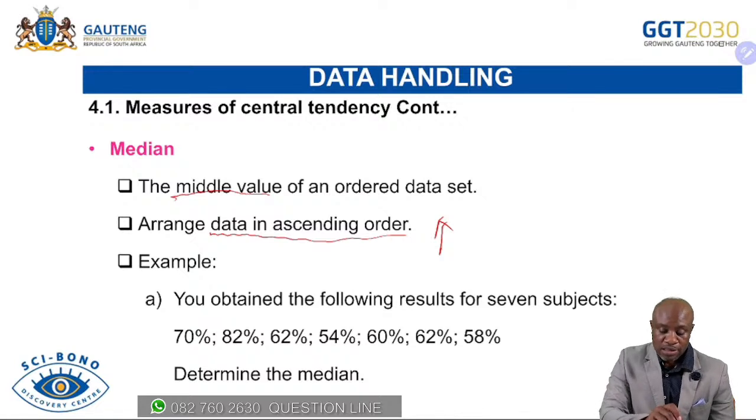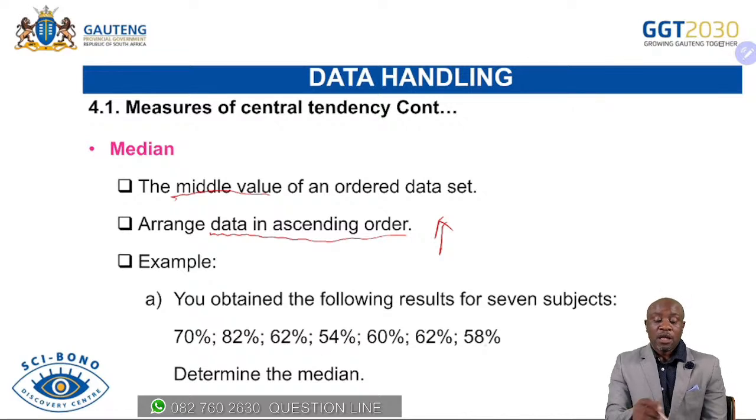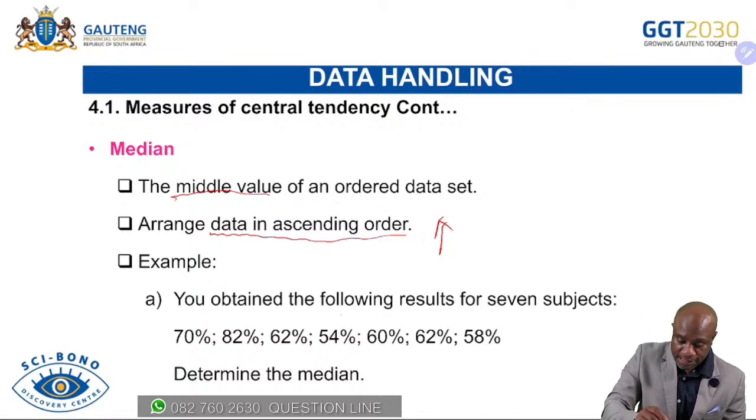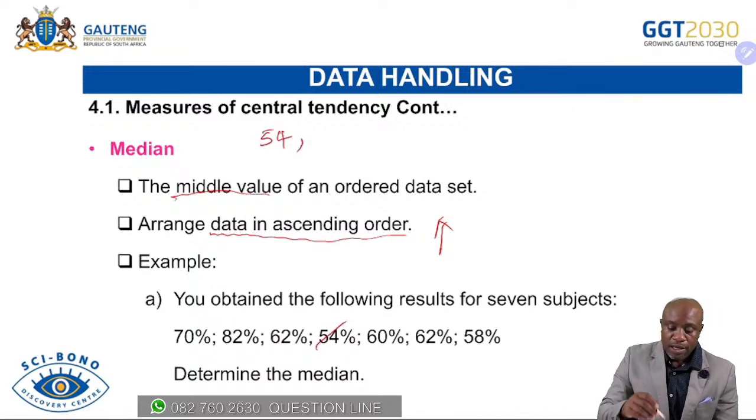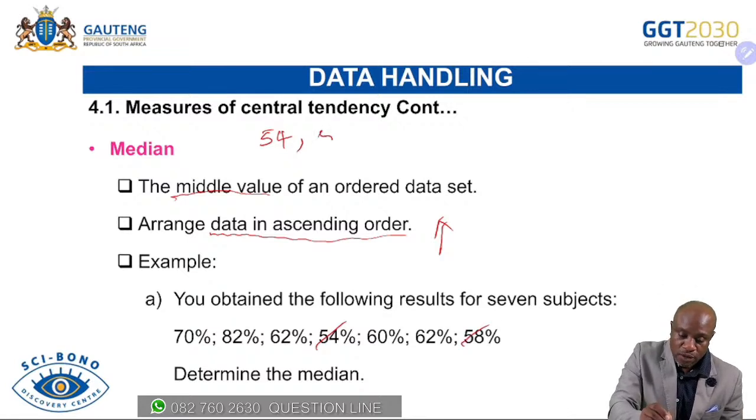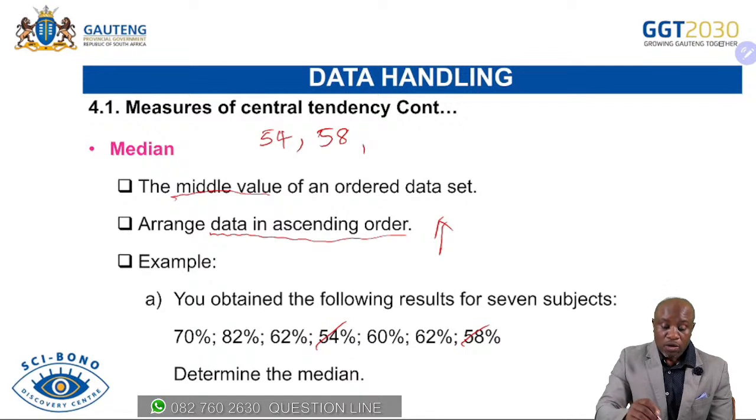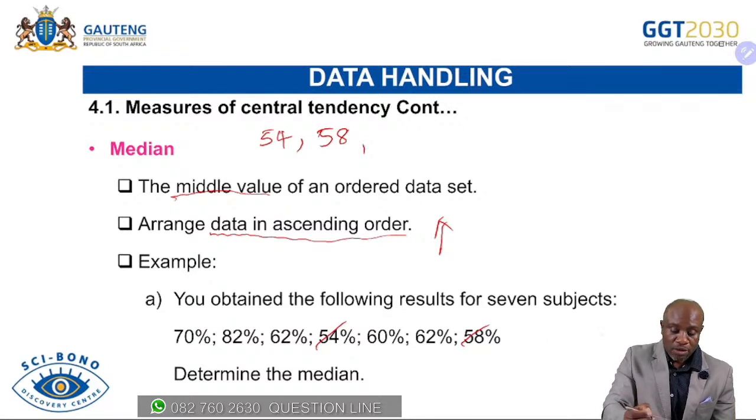So as you can see, these numbers here are not arranged in any order. You're starting with 70, 82, 62, 54, 60, 62, and 58. There are 7 subjects there. So we have to start with the smallest value. And what is the smallest value there? The smallest value I see there is 54. So I'll start with 54. Then next is 58. So I've got 58. I'm arranging in order. It's very important that you arrange your numbers in order. Don't assume the numbers are in order, otherwise you get a wrong median.